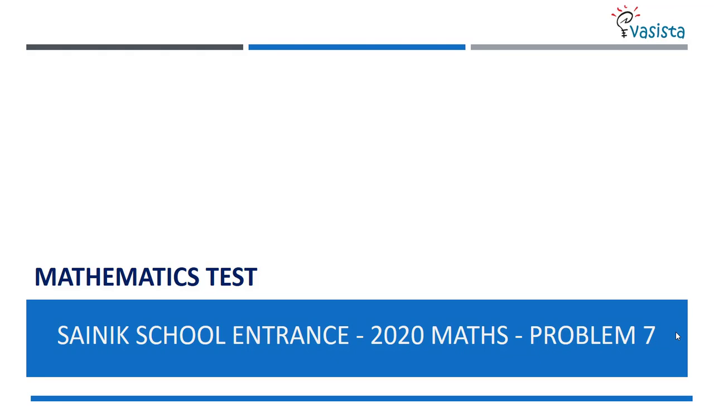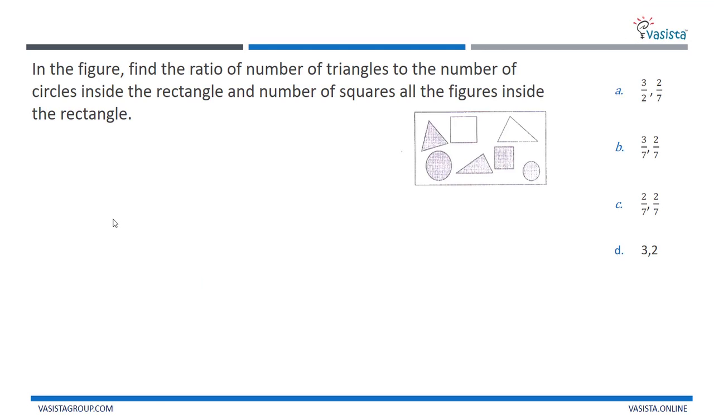Fine. Well, let me solve problem number 7 based on the 2020 Sainik entrance examination. In the figure, find the ratio of the number of triangles to the number of circles inside the rectangle, and the number of squares to all the figures inside the rectangle. Right. There are two answers we are supposed to find. Here, find the ratio of the number of triangles to the number of circles.